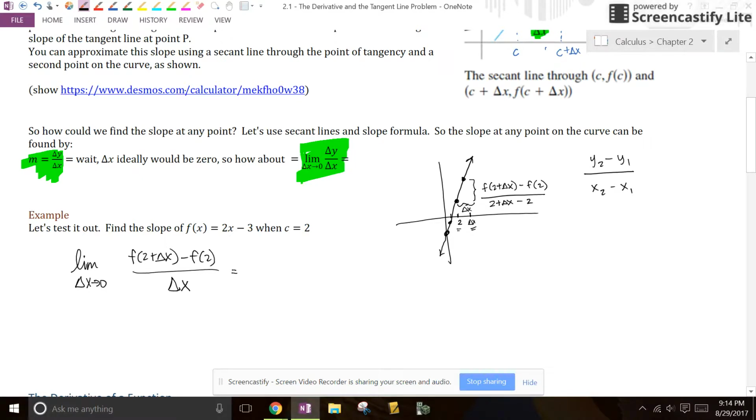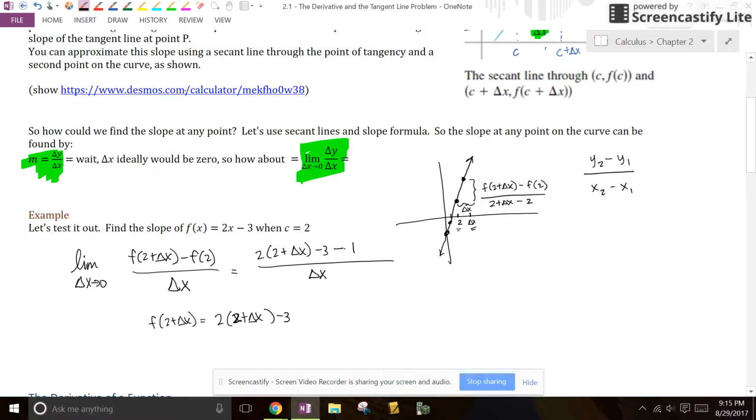So let's find out what f of 2 plus delta x is real quick. That is 2 times x plus delta x minus 3. So I substituted that in. Oops, that was supposed to be a 2 plus delta x. So let's put that in: 2 times 2 plus delta x minus 3. Now minus f of 2. So let's plug in f of 2. When I do that, I get 4 minus 3, I get 1. I hope you don't mind that I did that.